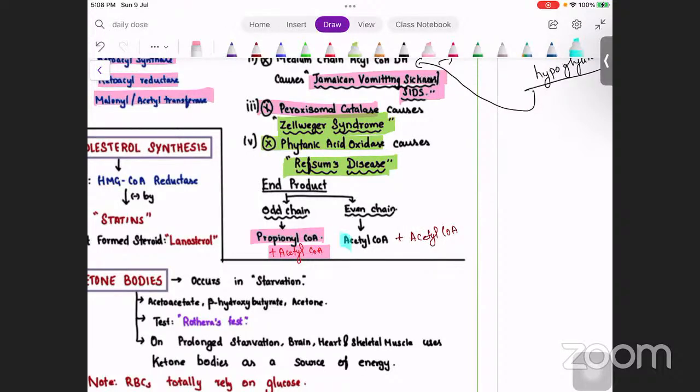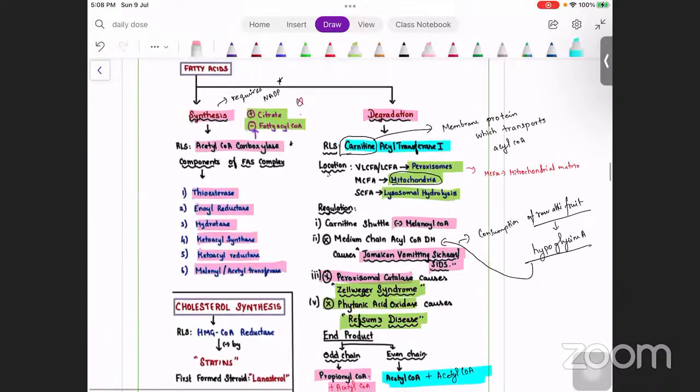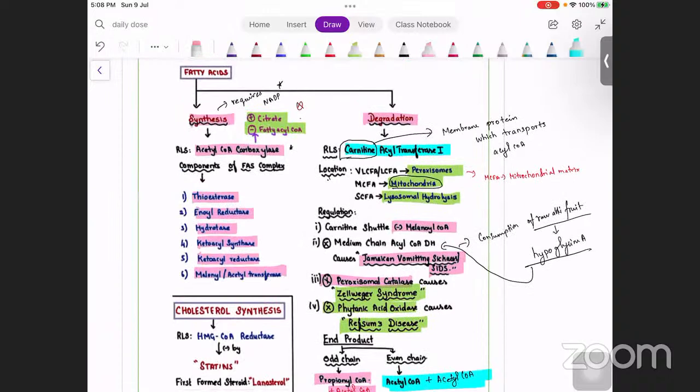So this is all about fatty acid synthesis and degradation you have to know. So what are the things we are going to talk about here? One is your synthesis of fatty acid. Synthesis requires NADPH, first important highlighted MCQ. And the rate limiting step is your acetyl-CoA carboxylase, another important highlighted MCQ. It is stimulated by citrate and inhibited by fatty acyl-CoA, another important MCQ. And the components of your FAS complex: thioesterase, enoyl reductase, dehydratase, ketoacyl synthase, ketoacyl reductase, malonyl or acetyl transferase.